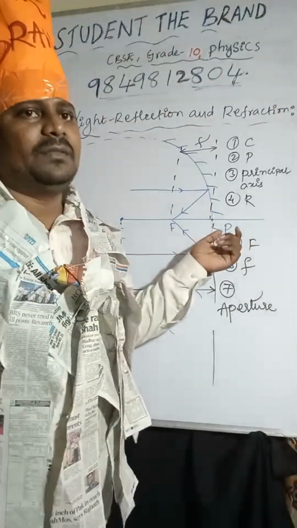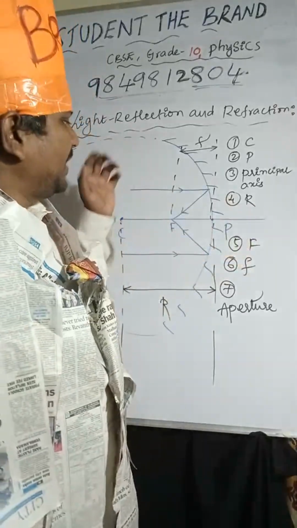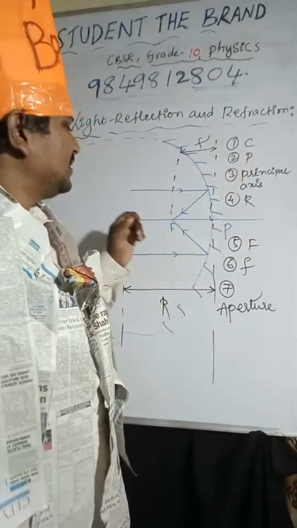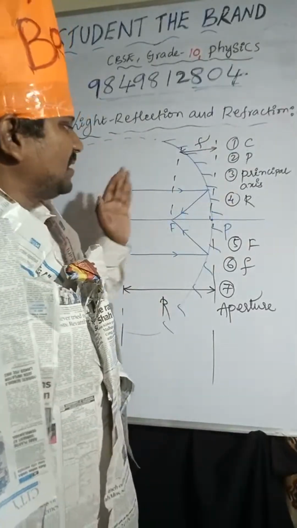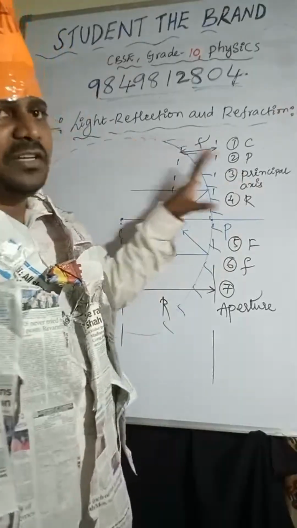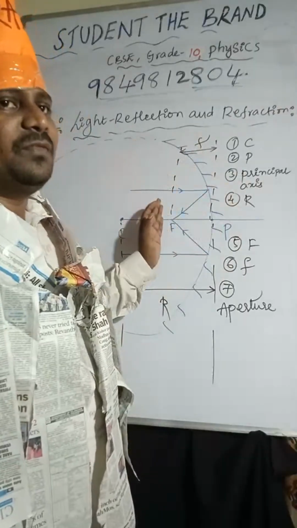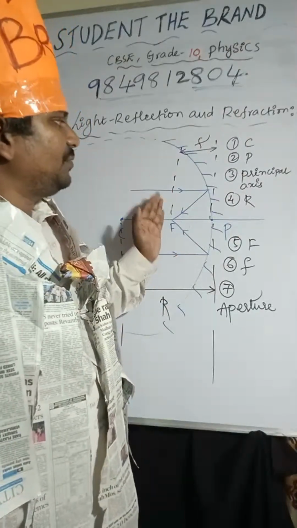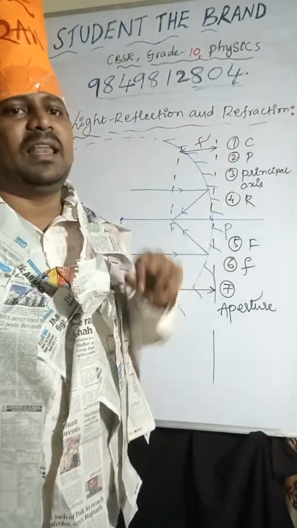The midpoint of the mirror is called the pole. The line joining the center of curvature and the pole is called the principal axis. The distance between the center of curvature and the pole is called the radius of curvature. After reflection, all light rays meet at one point on the principal axis called the focus. The distance between the focus and the pole is called the focal length.